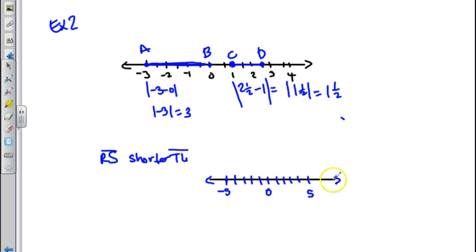All right, so I am counting by ones. Above I was counting by halves. I'm counting by ones even though I have only labeled every 5. So RS is going to be shorter, so I'm going to start at -4 and I'm going to stop at -3. So RS is 1 unit long, and TU needs to be longer, so I'm going to start at -1 and go all the way to 3, which would make TU 4 units long. -1 minus 3 is -4. Absolute value of -4 is 4. So TU is 4 units long, RS is 1 unit long.